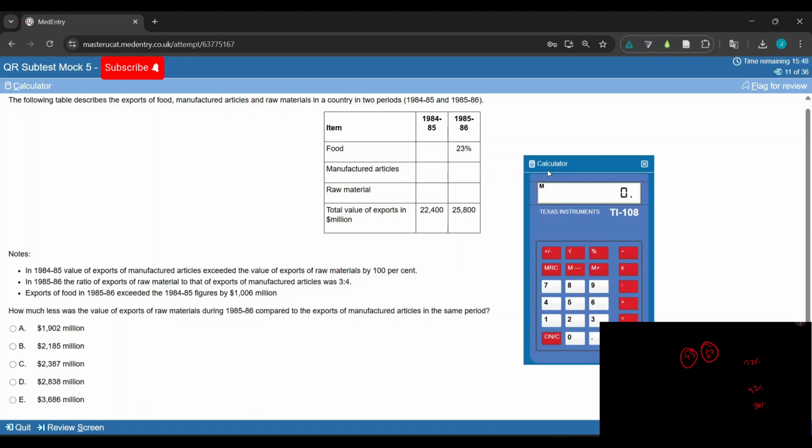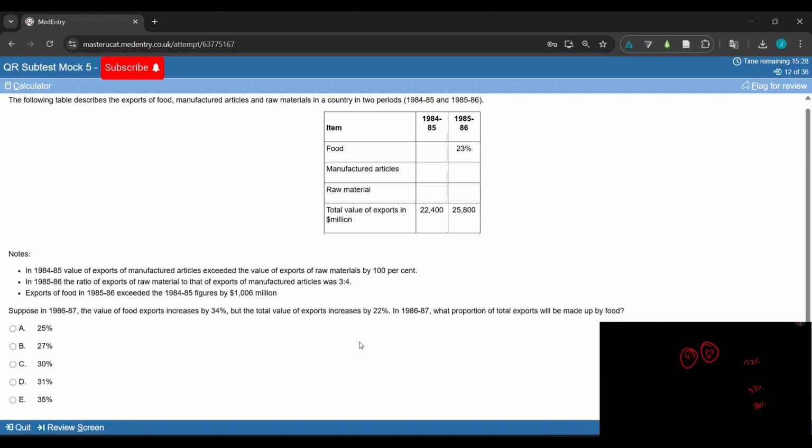How much less was the value of exports of raw materials during 85-86 chemistry? The raw material in 1885, raw material to that of manufactured articles was 3 to 4. So 77 divided by 7 times by 1 is 11%. So then times this by 25,800, 2838.